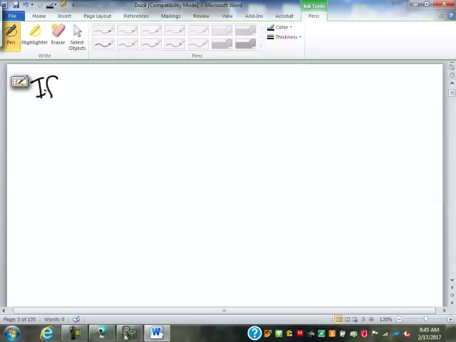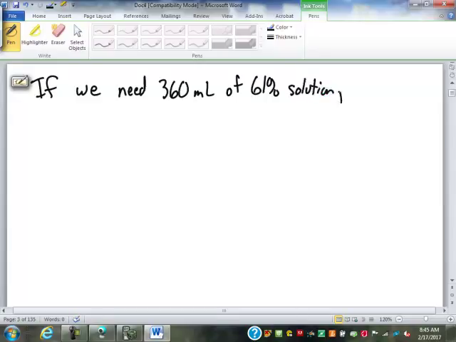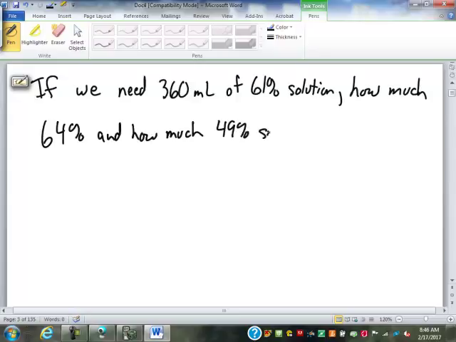I'm going to ask a little bit different question this time. Say if we need 360 milliliters of 61% solution. How much 64% and how much 49% solutions should be mixed?